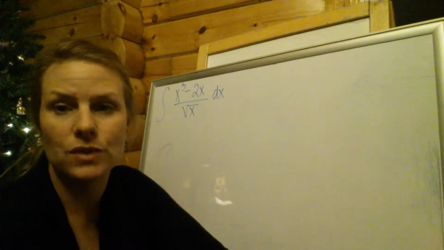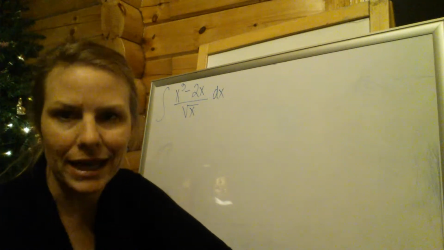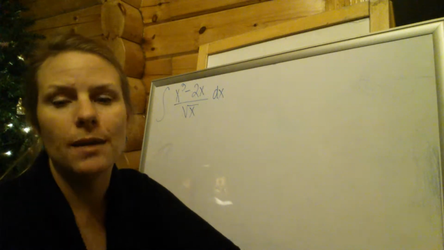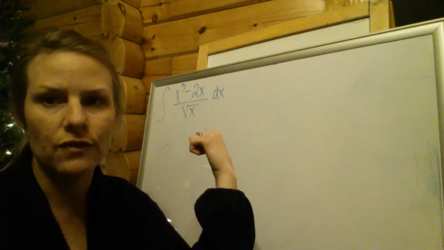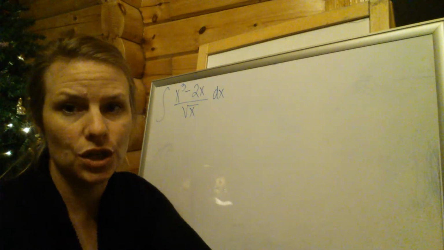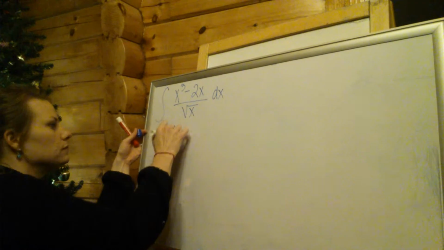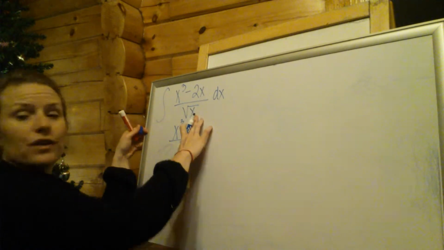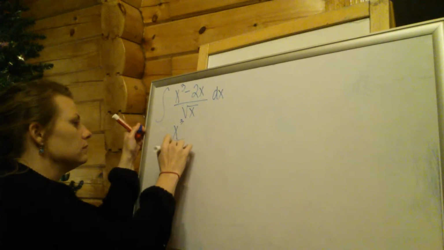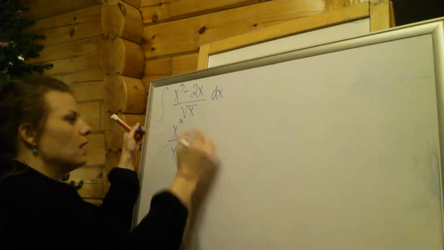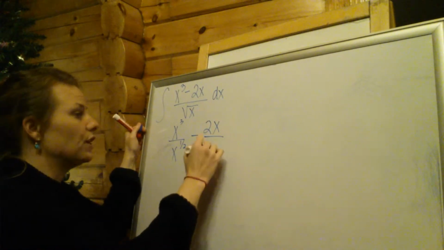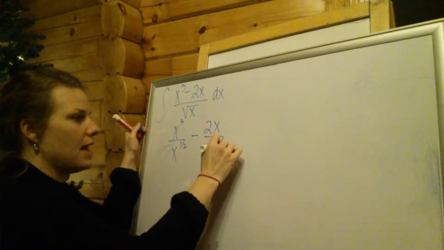The absolute best way to approach this is to rewrite it, to simplify it so it's easier to take the integral of. You are going to separate this one big fraction into two separate fractions. So you're going to have x cubed over the square root of x, which I'm going to write as x to the 1/2, and then minus the 2x also over x to the 1/2.